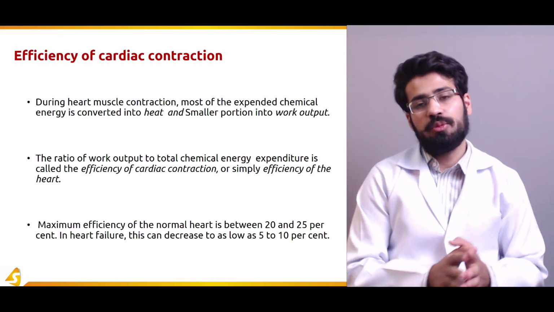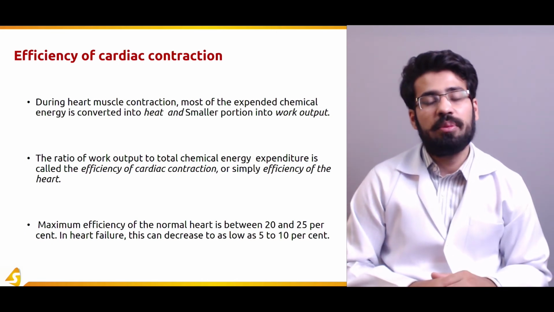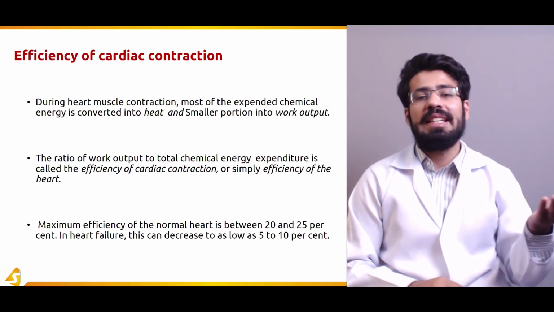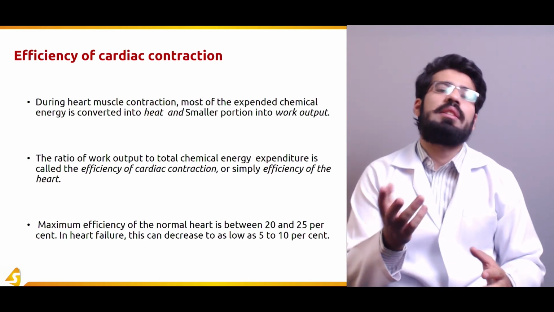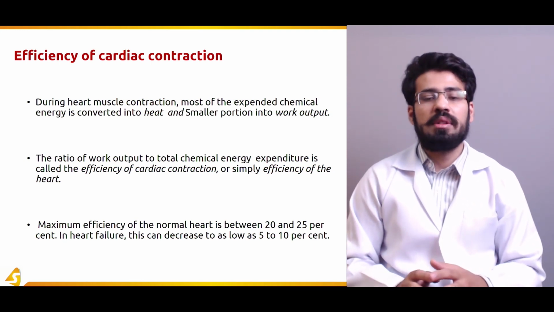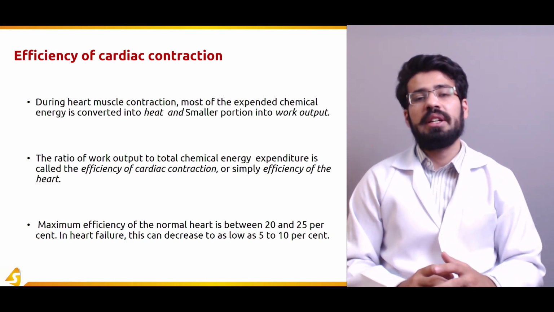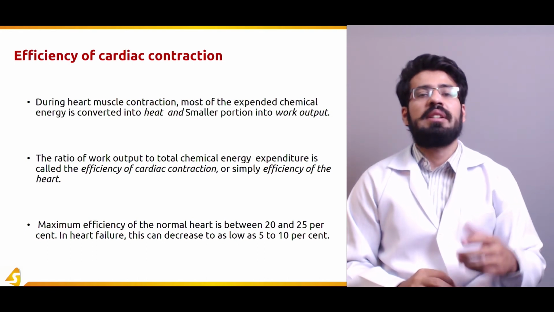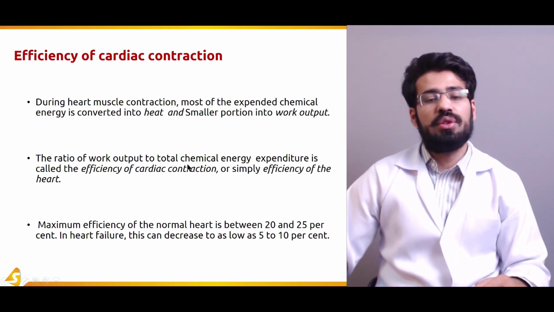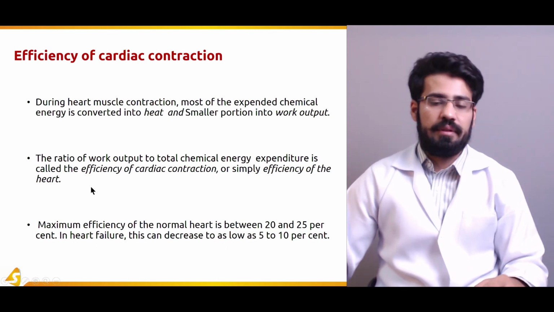Also a small portion is converted into the work output, and the work output we have discussed in detail in the previous slide, that the stroke work output is used, number one, to move the blood from the low pressure veins towards the high pressure arteries, and also to accelerate the flow of the blood through the aortic and the pulmonary valves. So besides these, the chemical energy that is being converted is utilized in heat in the form of resistance. The ratio of the output to the total energy expenditure, of course, is known as the efficiency of the cardiac contraction, or simply the efficiency of the heart.